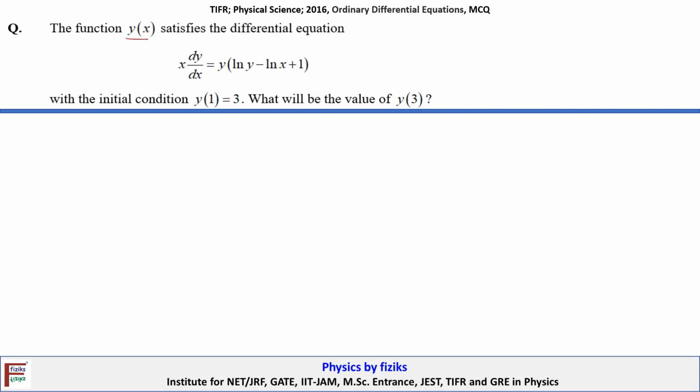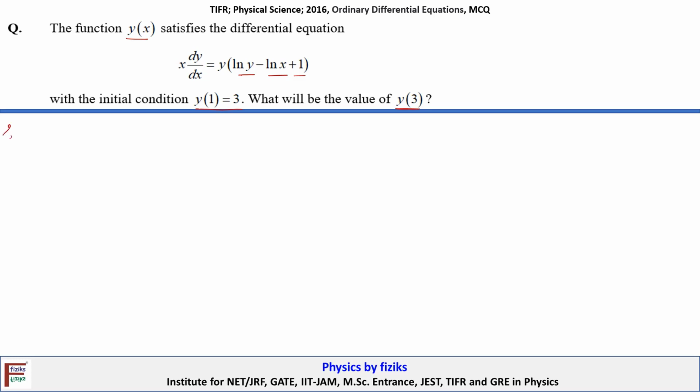The function y(x) satisfies the differential equation x dy/dx = y ln y − ln x + 1, with the initial condition that y at 1 is 3. Then what will be the value of y at 3?